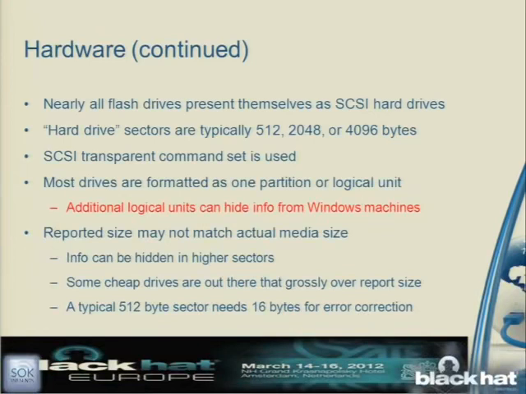Right? So what happens when you plug in your thumb drive? It presents itself to your computer as a SCSI hard drive. It says, hey, I'm a SCSI device, and I have usually 512 byte blocks. In theory, you can get ones that have 2K and 4K blocks. I have a whole pile of these that I play with at home, and I have yet to find one that didn't have 512 bytes, but I suppose they're out there somewhere. They use what's called a SCSI transparent command set. Usually they're formatted as one big happy partition.